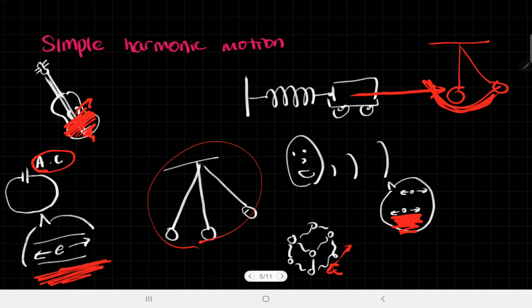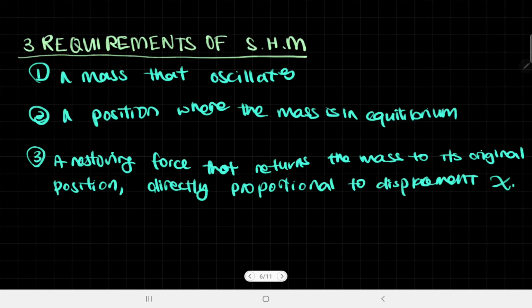So now that we have an idea of what exactly it is, how can we define it? Well, there are three requirements of simple harmonic motion. First of all, we require a mass that is oscillating. We also require a position where the mass is in equilibrium. And then we require a restoring force that returns the mass to its original position, directly proportional to the displacement x.